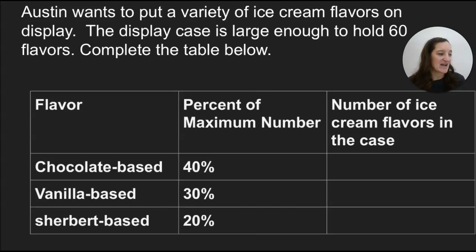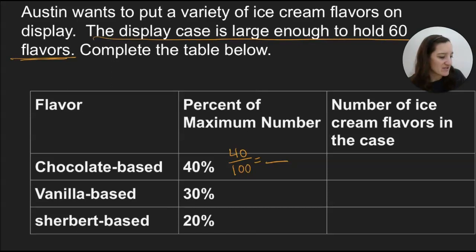How many is that for chocolate? Well, chocolate is 40% of the total. And we know the display case is large enough to hold 60 flavors. Okay, so let's do 60 total flavors. And we will see that 24 of them are chocolate based.